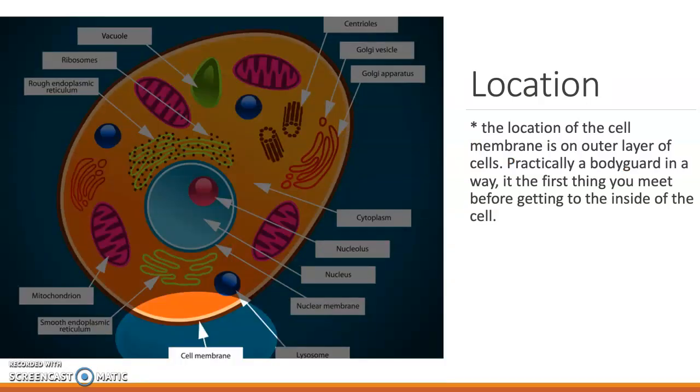Like I said, as I see it, it's on the outer layer of the cell. It's practically like the bodyguard. It's the first thing you meet before coming on the inside and meeting the big thing. It sits on the outside of the cell. It picks and chooses what can come in and out.